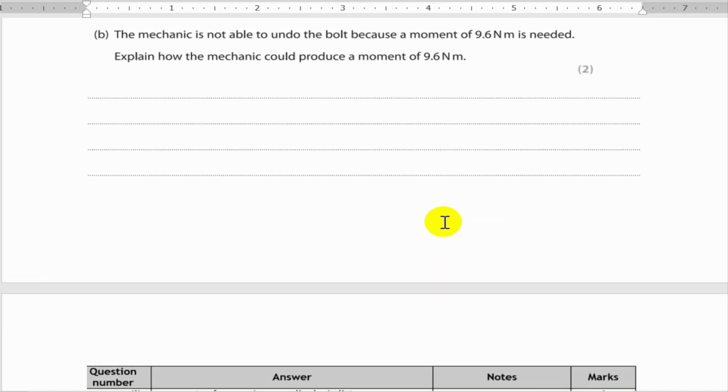Now the mechanic is not able to undo the bolt because a moment of 9.6 Newton meter is needed. Explain how the mechanic could produce a moment of 9.6 Newton meter. So moment depends on two things: number one, the amount of force, and the perpendicular distance from the pivot to the line of action of the force.